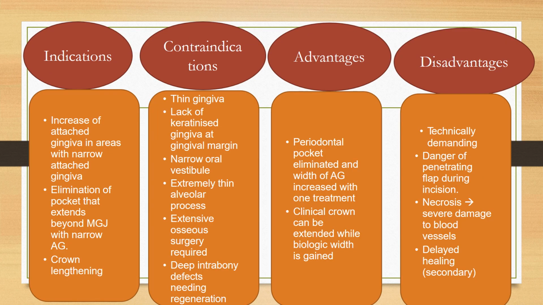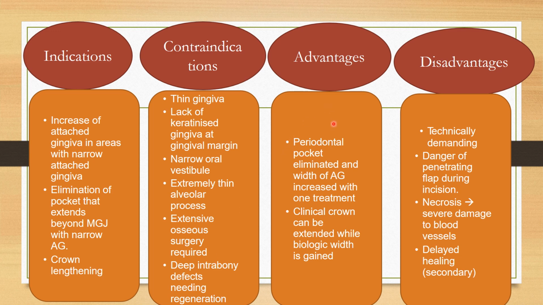So coming to the indications, contraindications, advantages and disadvantages. Indications are increased attached gingiva in areas with narrow attached gingiva, elimination of pockets that extend beyond the mucogingival junction with narrow attached gingiva, and crown lengthening. Contraindications are thin gingiva, lack of keratinized gingiva at the free gingival margin, a narrow oral vestibule, extremely thin alveolar process, extensive osseous surgery, and deep intrabony defects.